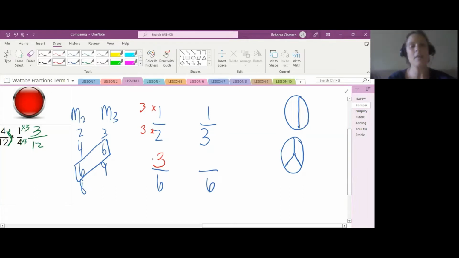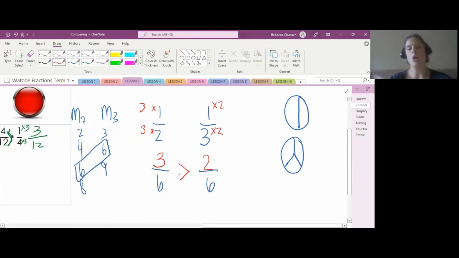Okay. Now I need to do the same thing on the other side. And I think, what did I times 3 by to get 6? I times the 3 by 2, which means I have to times the 1 by 2. And 1 times 2 is 2. Okay, now can I compare them? Yes, because both things are split into 6 pieces. And then I can compare that 3 is bigger than 2.